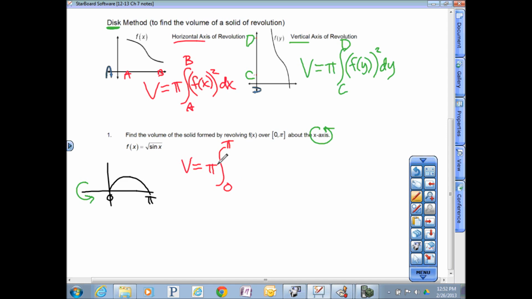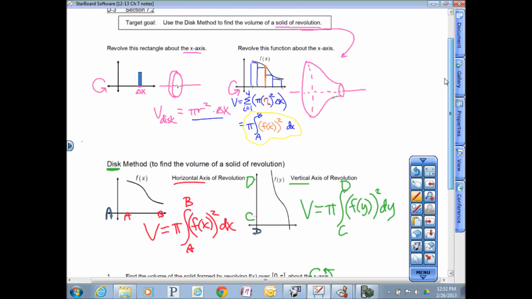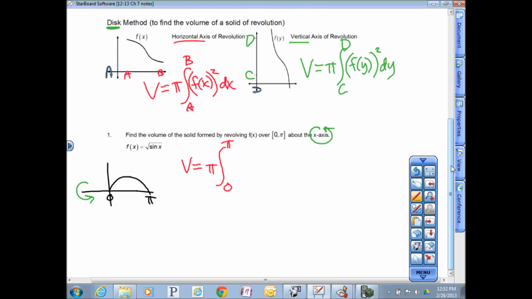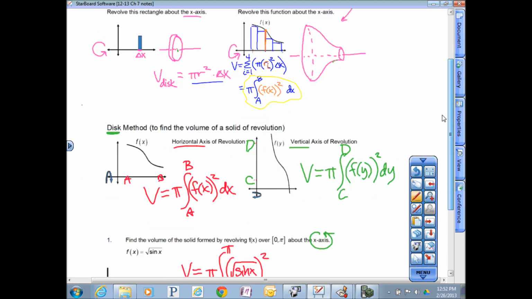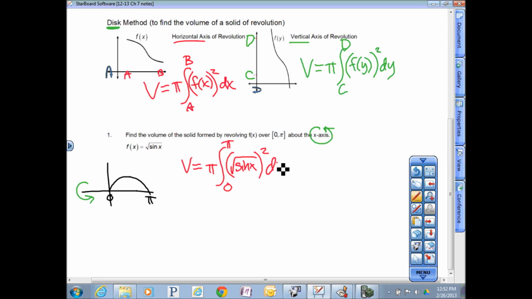Again, going all the way back to that little tiny circle that we started with up there, that little tiny blue rectangle that we made. That's where the pi came from, of my function, which is the square root of sine of x. And I'm supposed to square that, again, going back to the formula for volume of the disk, pi r squared, with respect to x.